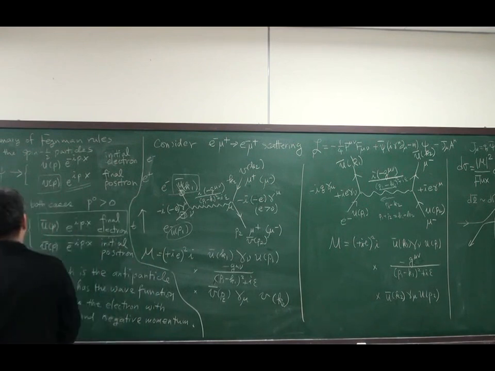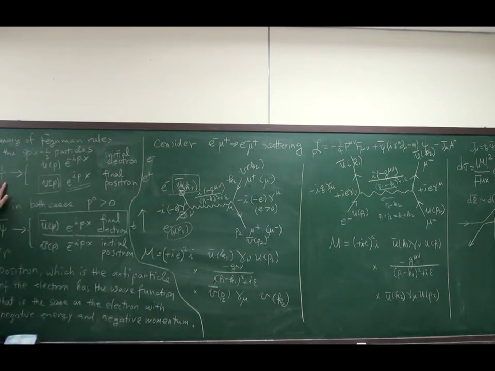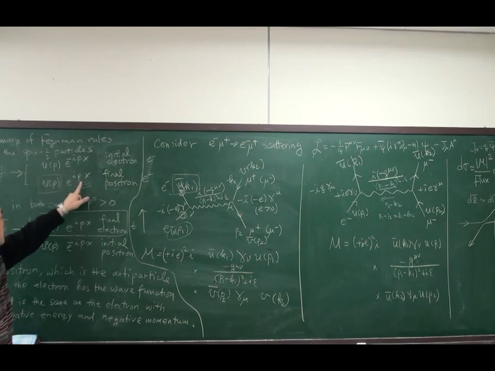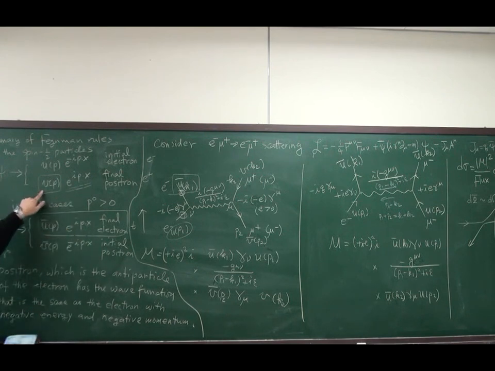So psi contains a positive energy solution and a negative energy solution. For the positive energy solution, it is a U spinor, e to the minus ipx. For negative energy, just put minus p, then this is a final state of antiparticle. Final state of antiparticle. Okay?